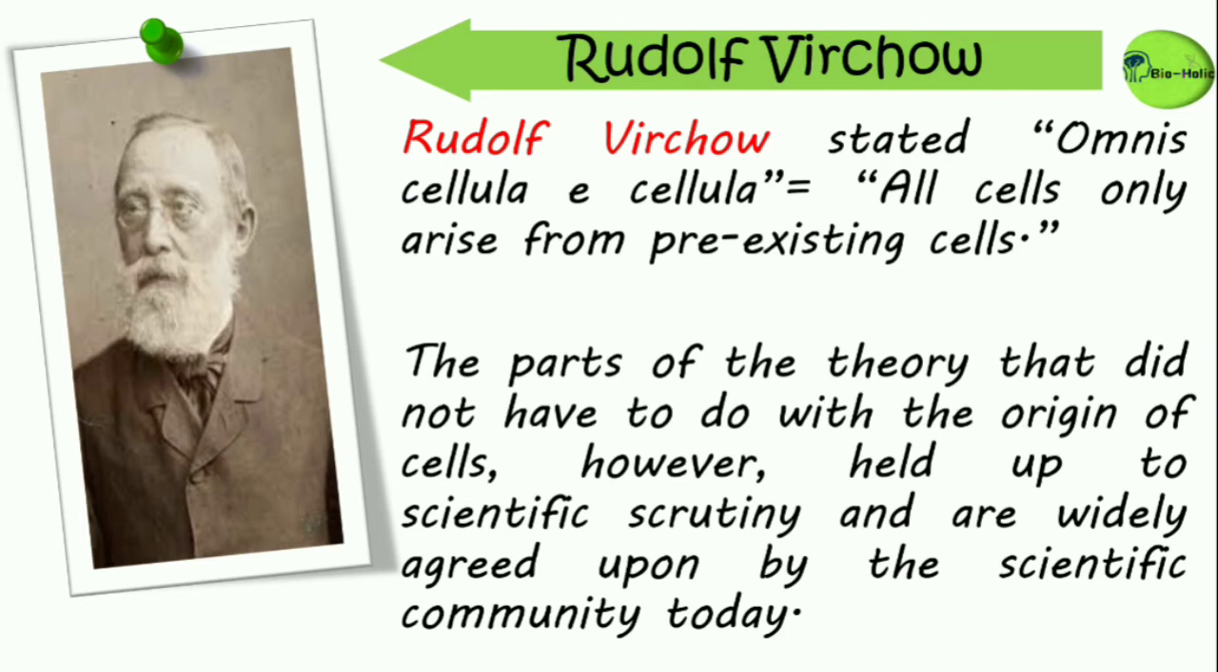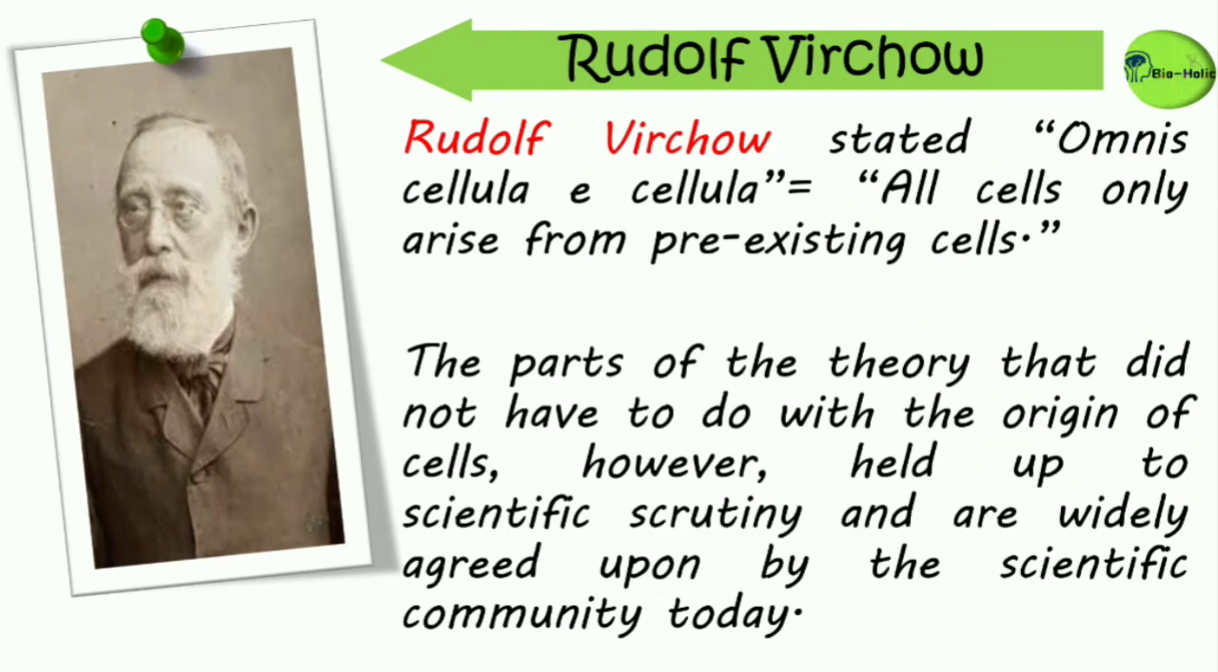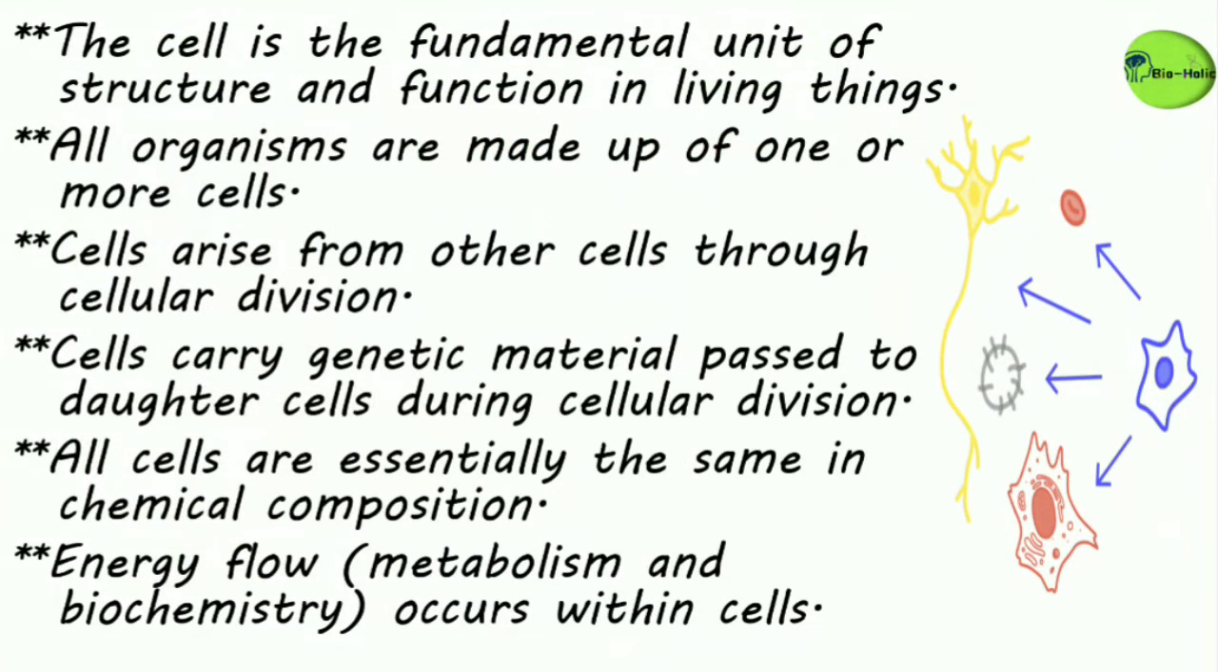The parts of the cell theory that did not have to do with the origin of cells, however, held up to scientific scrutiny and are widely agreed upon by the scientific community today. And thus, the generally accepted portions of the modern cell theory are the following. First, the cell is the fundamental unit of structure and function of living things, and all organisms are made up of one or more cells.